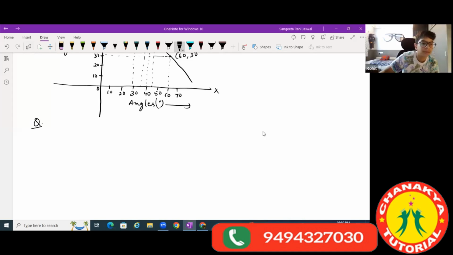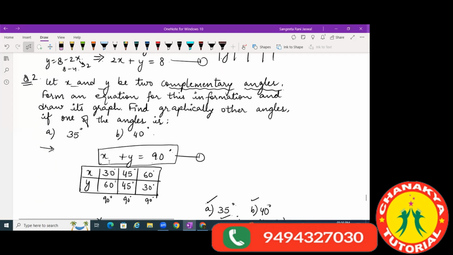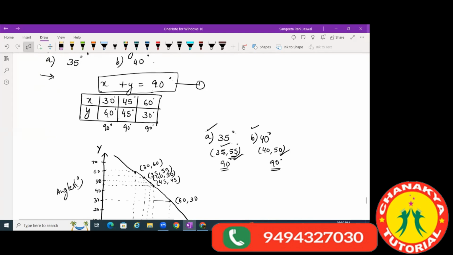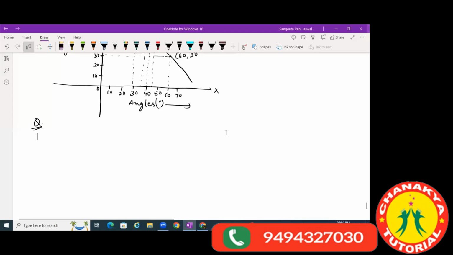You have been doing these types of questions: plot the graph for whatever condition you are given. You make the equations, you take out the points, you plot it. You have been doing it all throughout.